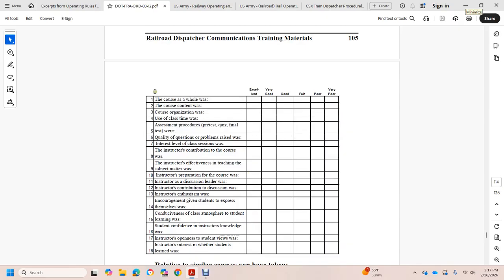For the course as a whole: the course content was excellent, very good, good, fair, poor, or very poor. Course organization was, use of class time was, assessment procedures, pretest, quiz, and final test were, quality of questions and problems raised was, interest level of class sessions was, instruction and contribution of the course was, instructor's effectiveness in teaching the subject matter was, instructor's preparation for the course was, instructor's discussion leadership was, instructor's contribution to discussion was, instructor's enthusiasm was.